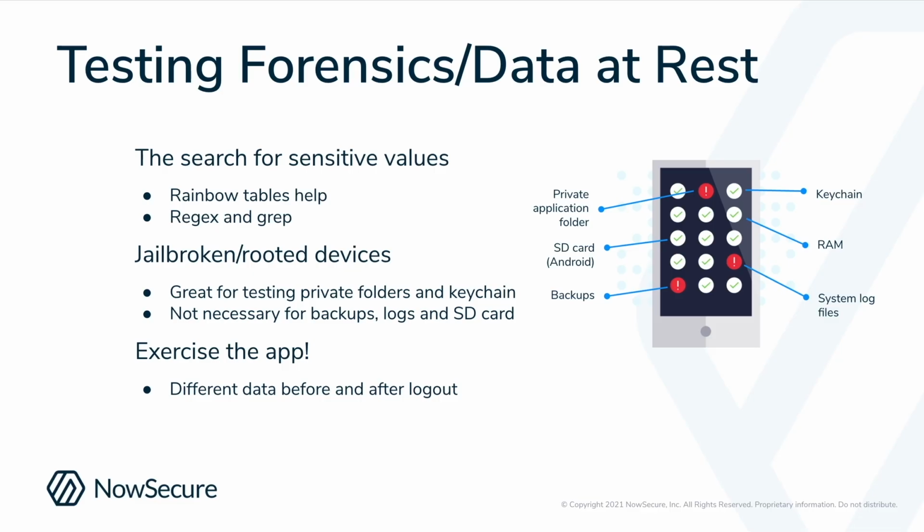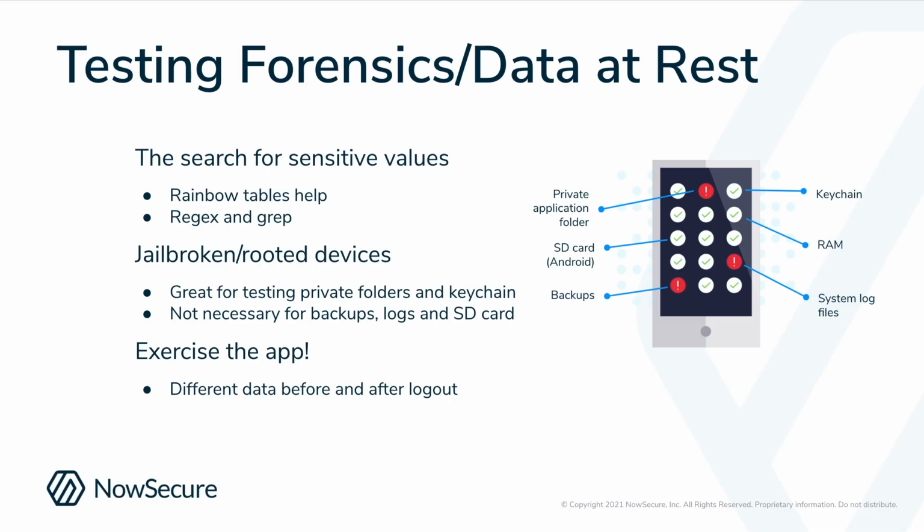The other end of that is the jailbroken and rooted device thing. We talked about it before, but really, if we want full access to that device, being able to see certain locations on iOS and Android are really only possible through jailbroken and rooted devices. They really do make security testing easier. So there are some locations on your device that can be viewed without jailbroken and rooted devices, and one of the most common that comes to mind is the SD card on Android.